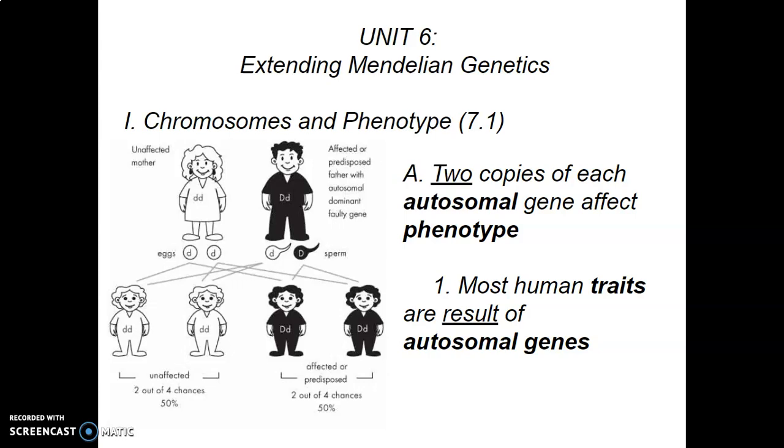Just to remind you, looking at chromosomes and phenotype, remember that's what you can physically see about an organism. An organism has 2 copies of each autosomal gene that affects a phenotype. Remember, autosomal genes are 22 of those 23 pairs that humans have. The autosomes are the ones not related to sex, not related to male or female. So these are the things that give us the physical characteristics. We have 2 copies, one from mom, one from dad. And most human traits are the result of autosomal genes. Of course, throughout this chapter we're going to look at some that maybe are sex-linked, or related to that other pair, the sex pair.